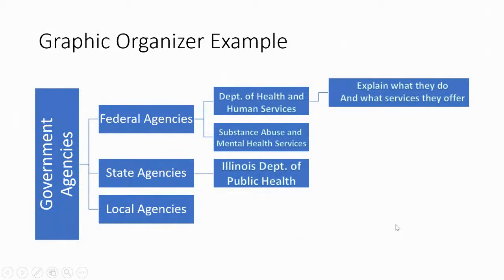On this slide, I just provided one example of a way that you can complete this assignment. So on your top level for the graphic organizer, you would have government agencies, and you can split them up into 3 ways: federal agencies, state agencies, and local agencies. And so coming off of the federal agencies, I just placed the Department of Health and Human Services, as well as the Substance Abuse and Mental Health Services.